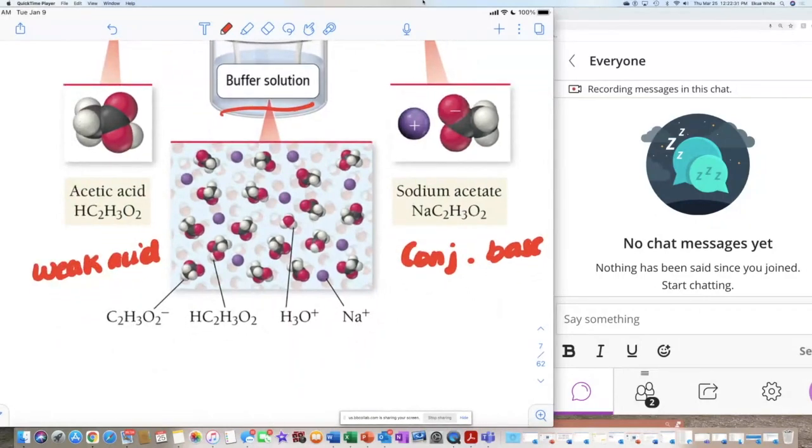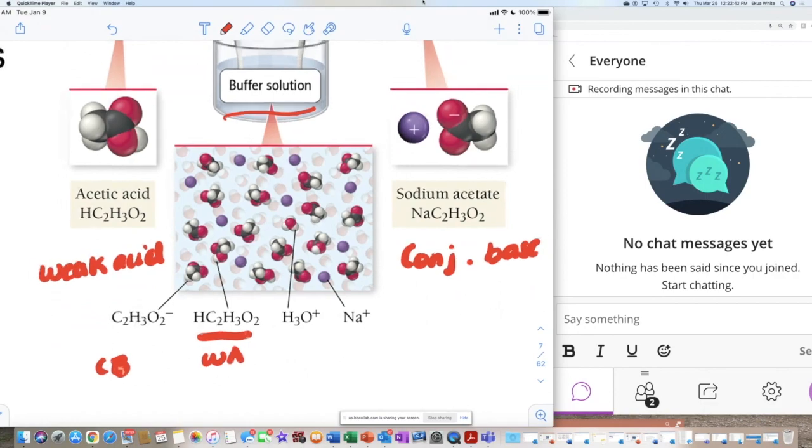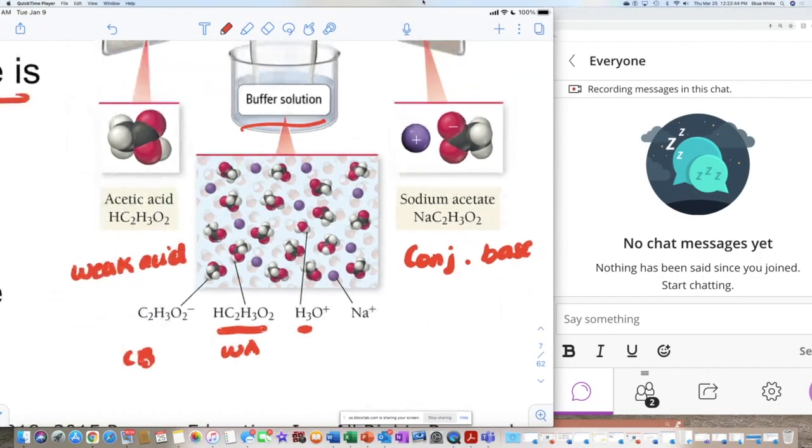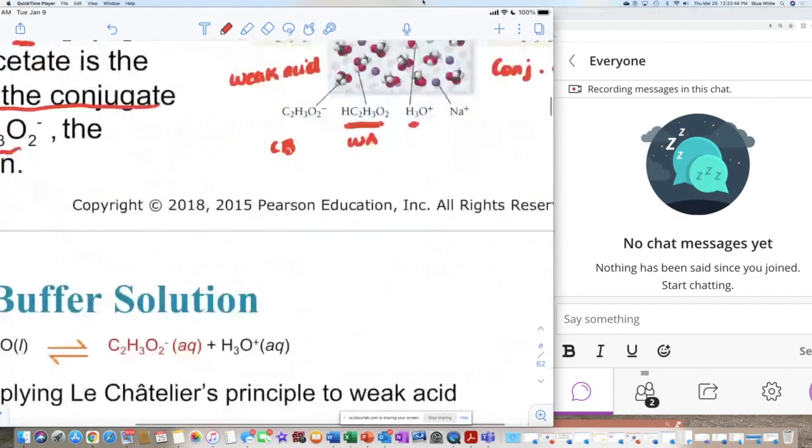This is our buffer. When everything is playing out, this is our weak acid that we added. This is the conjugate base. I'll call it CB for conjugate base. Okay? And you have the hydronium ion. So we'll talk about the hydronium ion in a moment here.